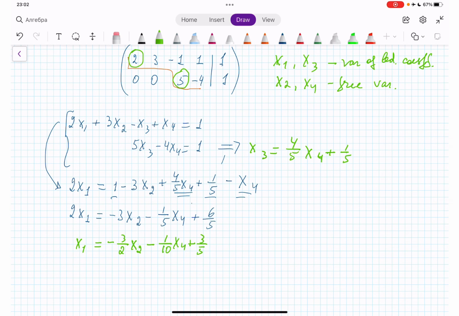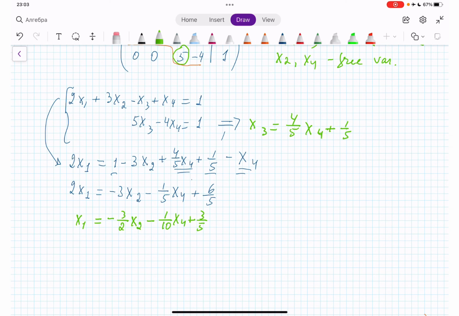We expressed it through only three variables, x2 and x4. So this is going to be actually our solution. The answer, we usually put x1, x2, x3, x4, because we have 4 variables. And this is how we're going to do it. Our x1 is equal to negative 3 over 2 x2 minus 1 over 10 x4 plus 3/5. This is our x1. x2, because it's a free variable, stays just like that because we can assign any value.